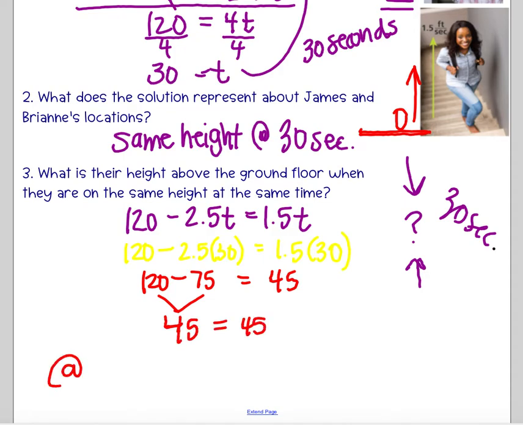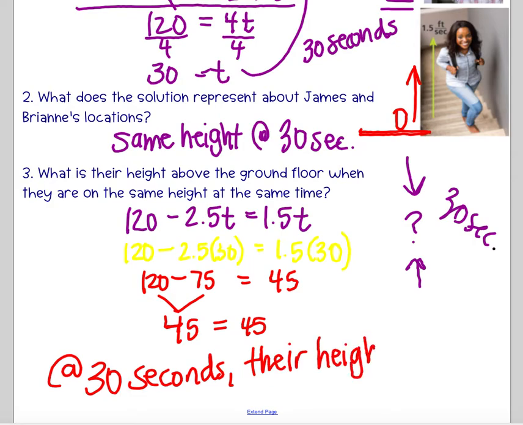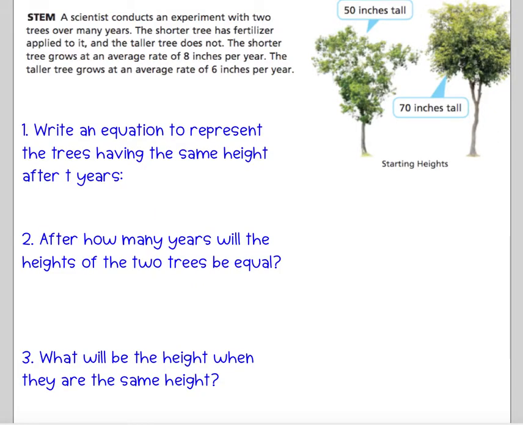So at 30 seconds, their height is 45 feet. 45 feet above ground floor. That's where they are meeting. And that's it. The next example.